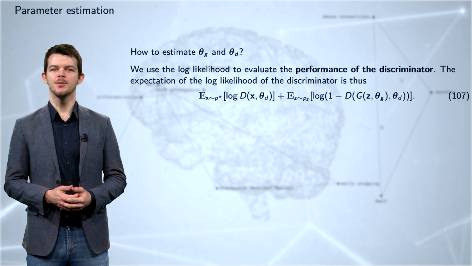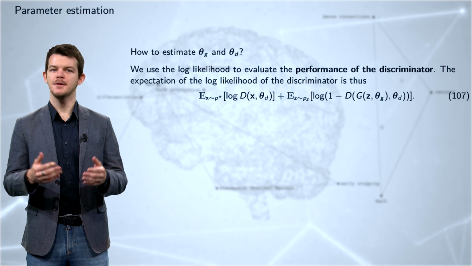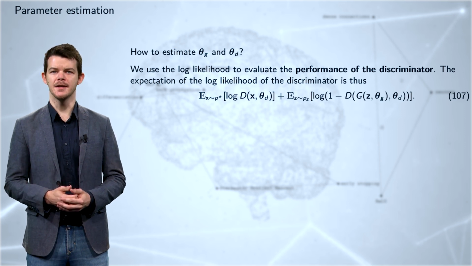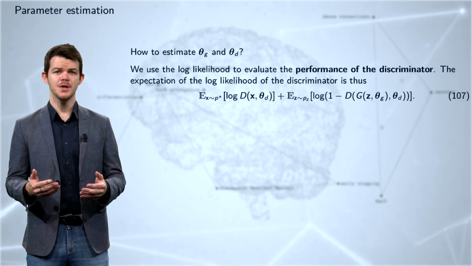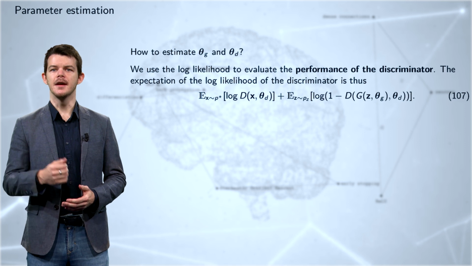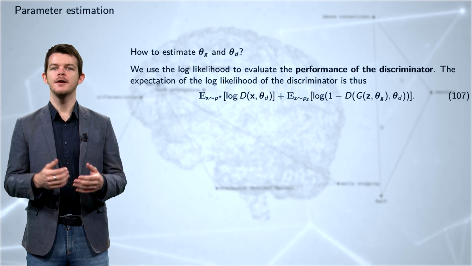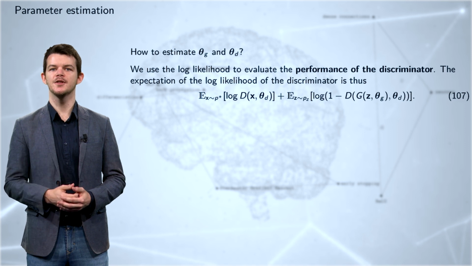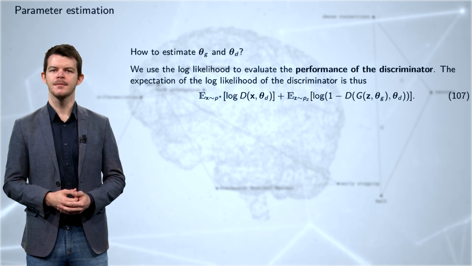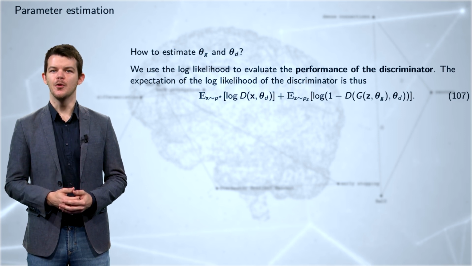If the data comes from the true sample, the log likelihood of the discriminator is the logarithm of the probability that the data is labeled as being an original data, that is, the logarithm of d of x, theta d. This should be integrated over the true distribution P star of the original data. In the second case, if the data is fake, then the log likelihood of the discriminator is equal to the logarithm of the probability that the data is labeled as fake, which is given by the corresponding expression in 107. This quantity should be integrated over P of z, which is the density of the latent variables.